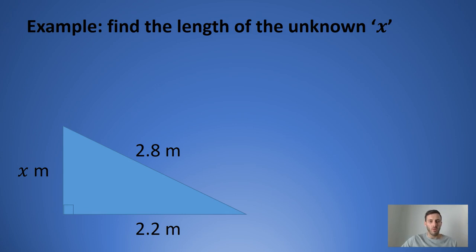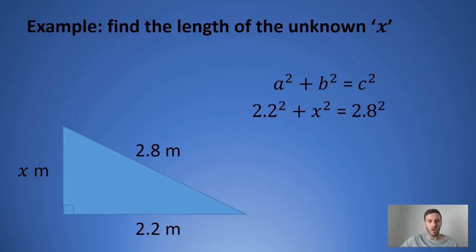Here, in order to use Pythagoras, we need to identify that it's a right angled triangle first, and that's indicated by the little square in the bottom left-hand corner of that triangle. That tells us it's a right angled triangle, and therefore we can use Pythagoras. So we rewrite our formula, a squared plus b squared equals c squared. Now, using the values that we're given, we substitute them into the formula, and we get 2.2 squared plus x squared equals 2.8 squared.